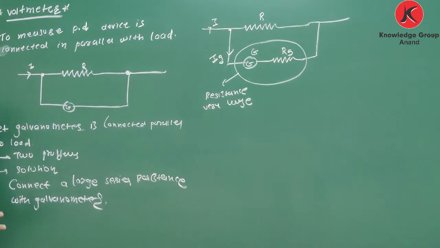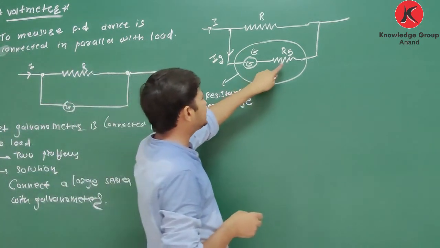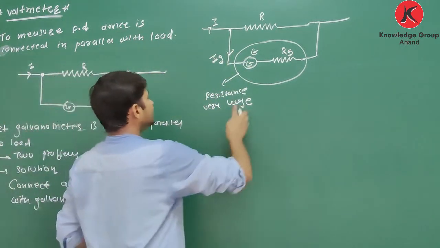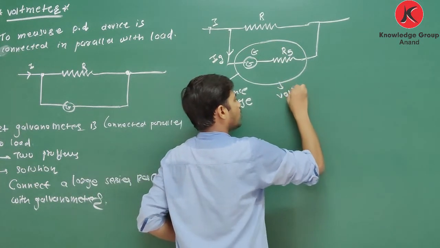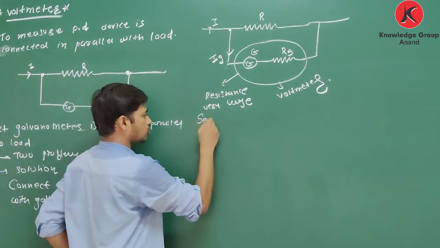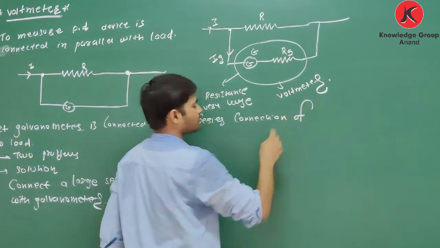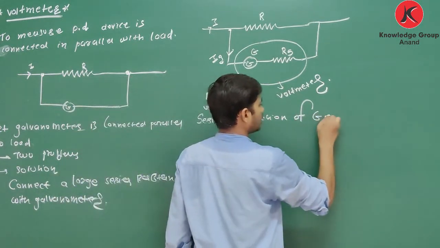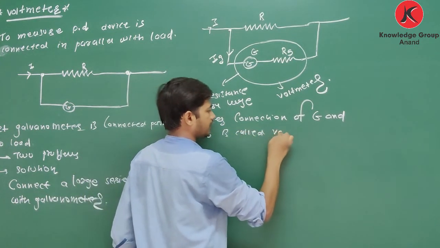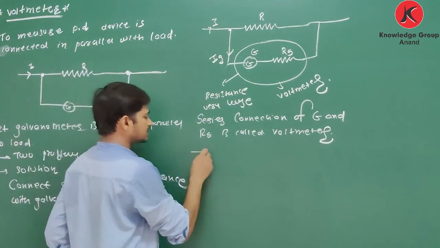Okay, so yes, both problems are solved. What you have to do? You have to connect one series resistance in series with the galvanometer. And yes, this series connection is called a voltmeter. The series connection of galvanometer and series resistance Rs is called a voltmeter. Clear about this? Okay.